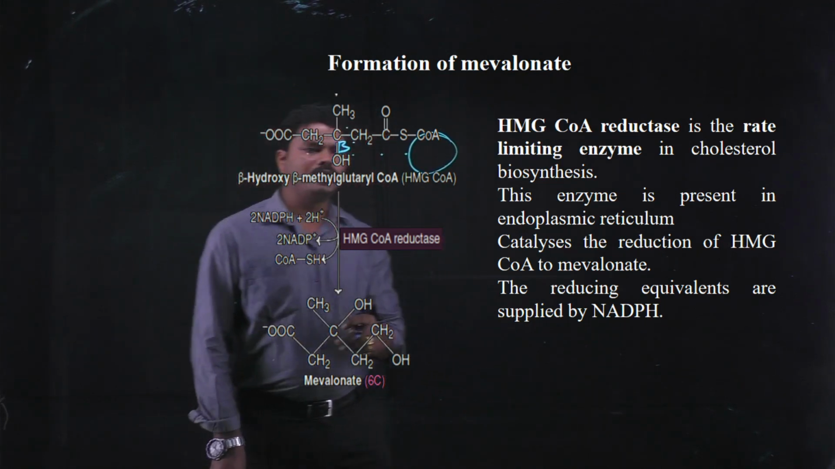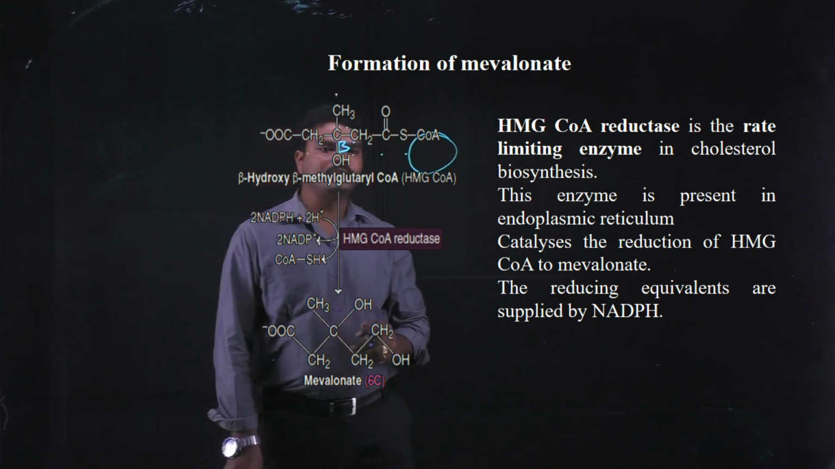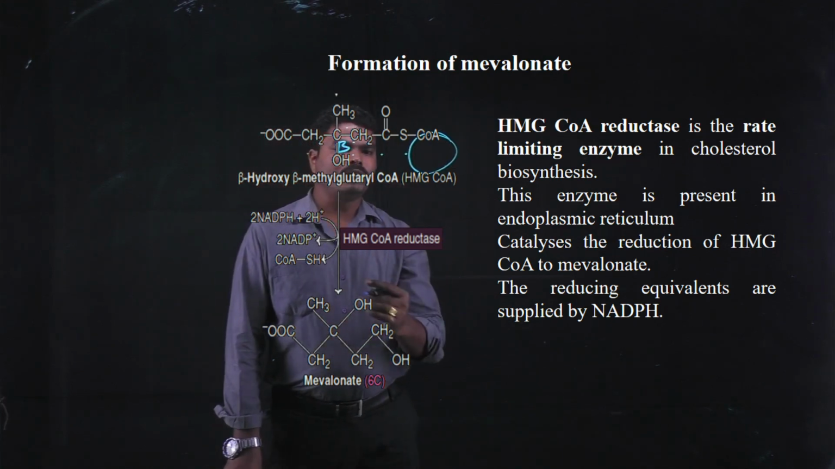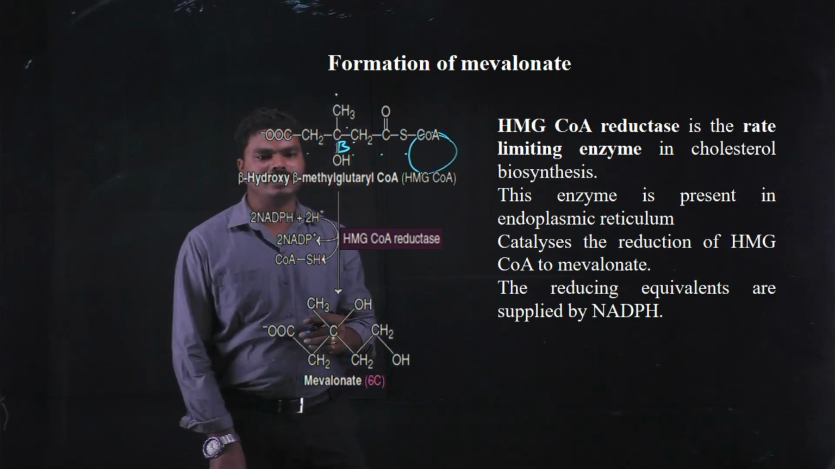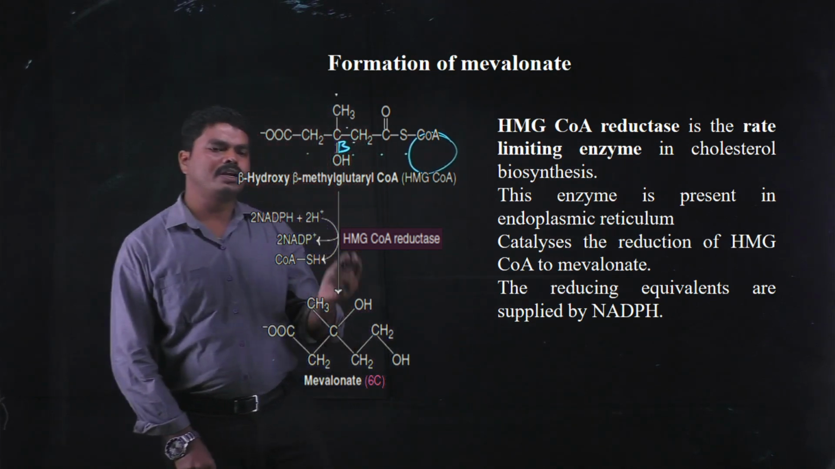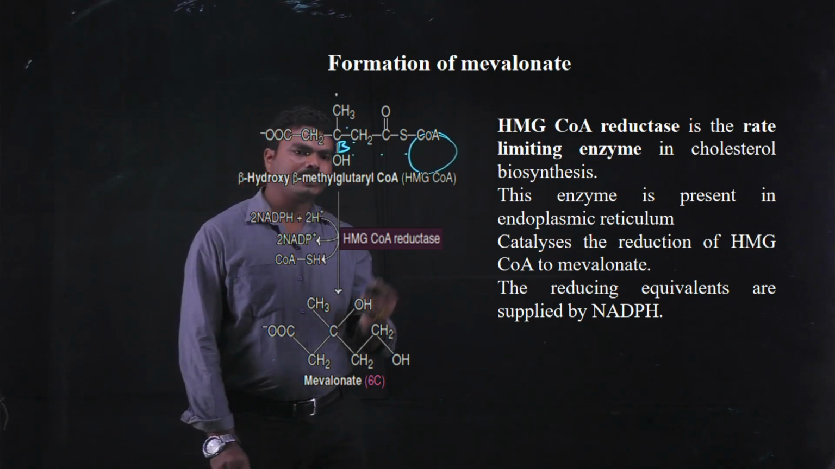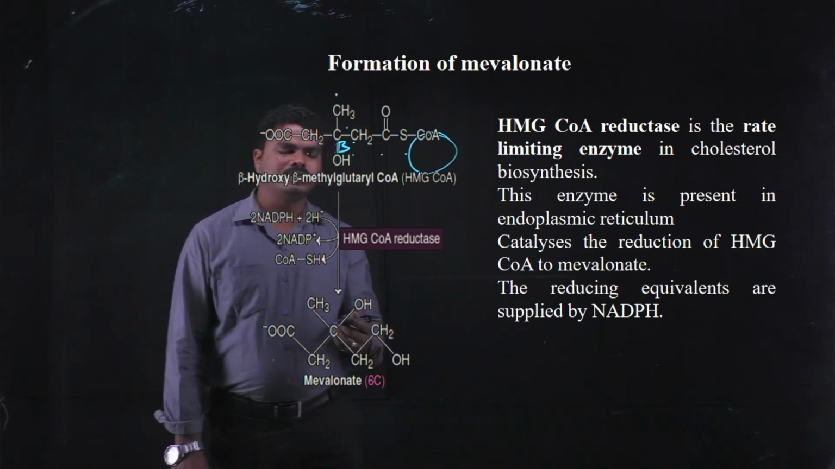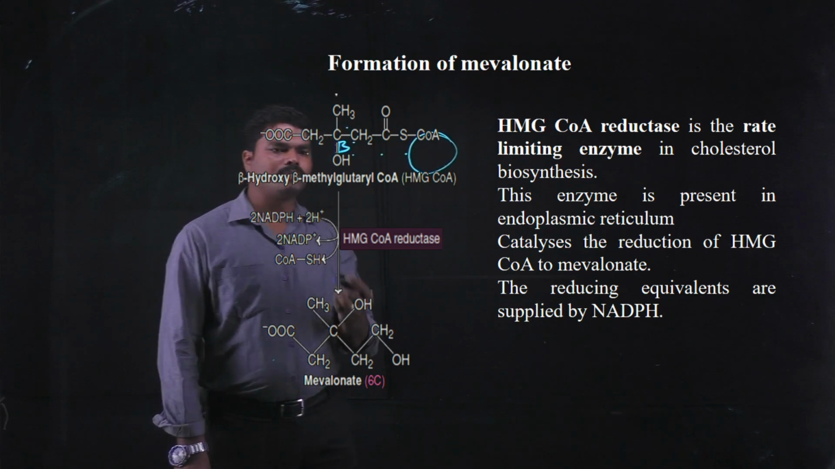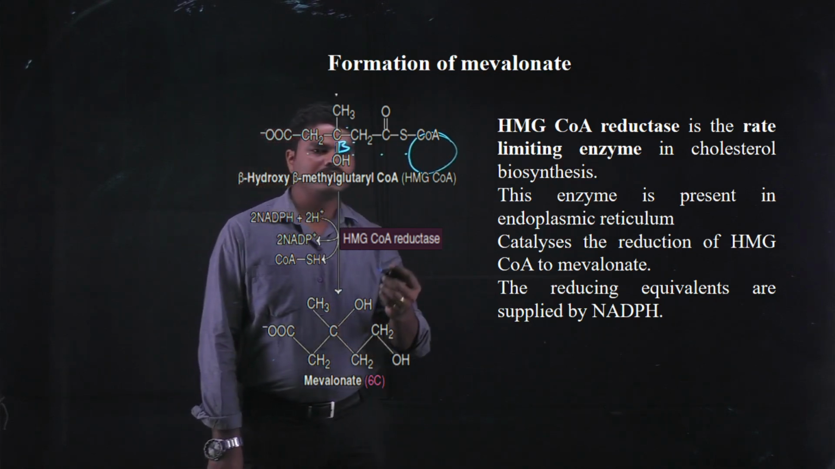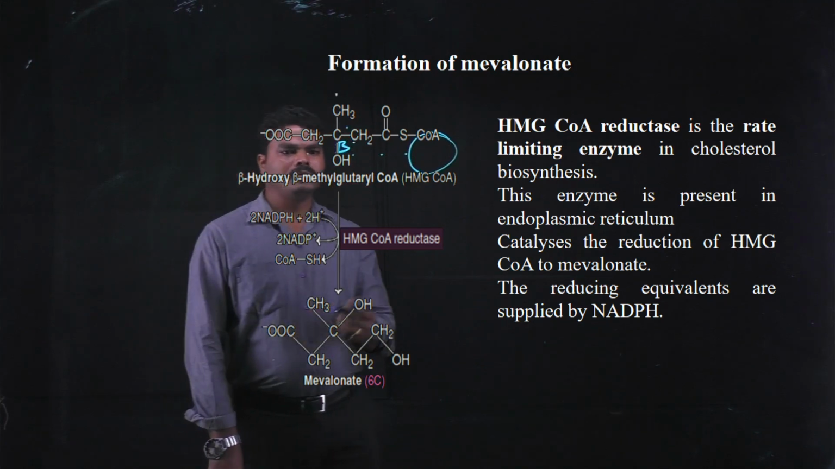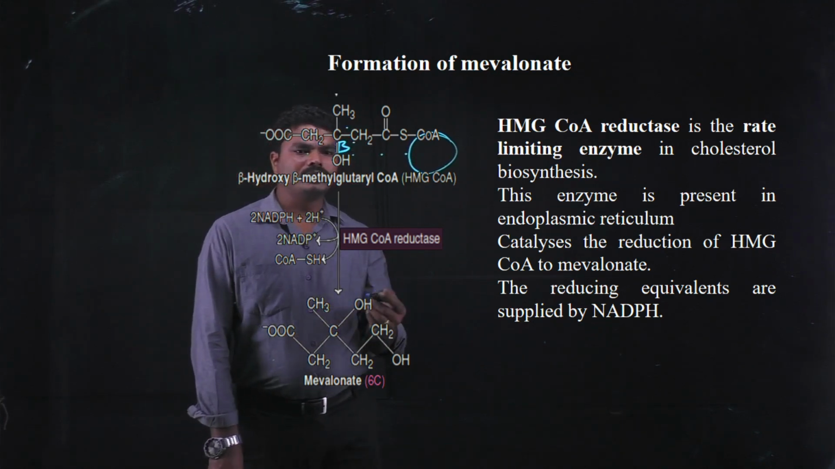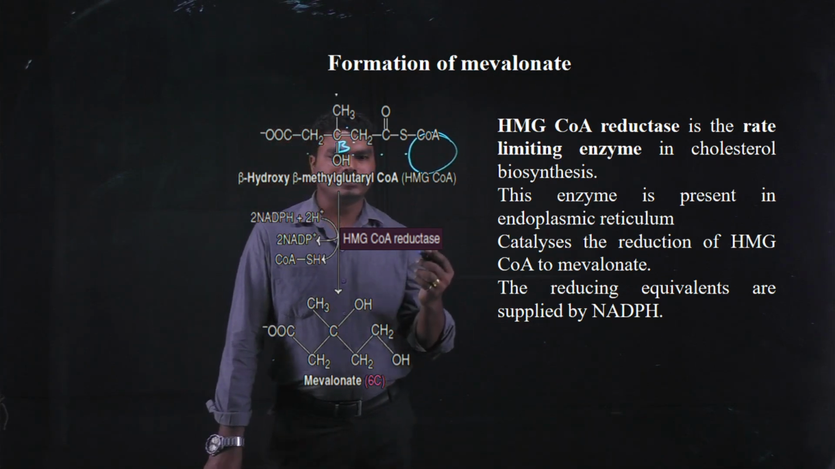So the HMG-CoA reductase is the enzyme that will convert the HMG-CoA to mevalonate. So this is the rate limiting step in the cholesterol biosynthesis. Why? Because the HMG-CoA reductase can be inhibited by some of the compounds. For that reason, it is called the rate limiting step of cholesterol biosynthesis. So this enzyme is present in the endoplasmic reticulum.